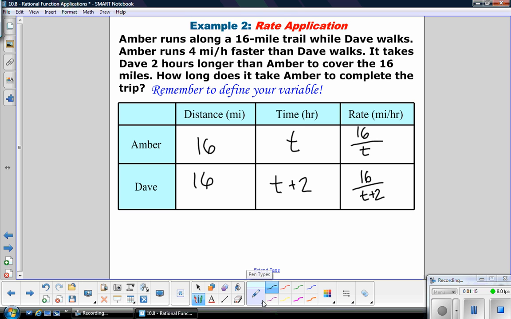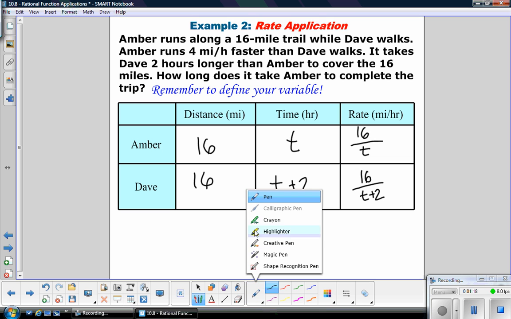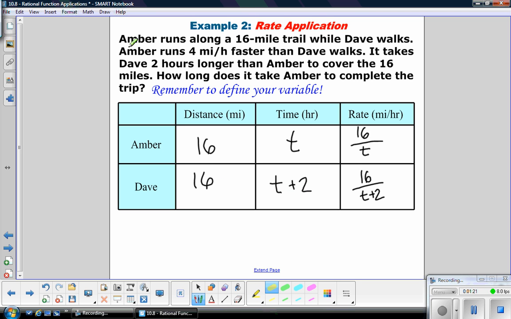Now, let's look at how we're going to write our equation, because that's where students struggle. So, writing our equation. Amber runs 4 miles per hour faster than Dave. So to get our equation, what we do is we have Amber's rate minus 4, because Amber's rate minus 4 equals Dave's rate. So now I want you to plug in Amber's rate, Dave's rate, and try and solve.